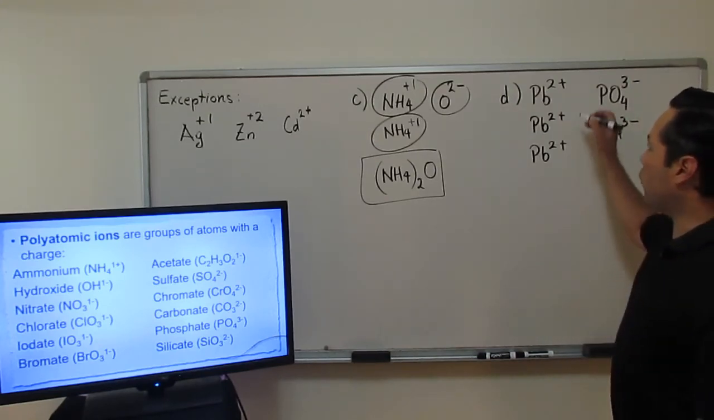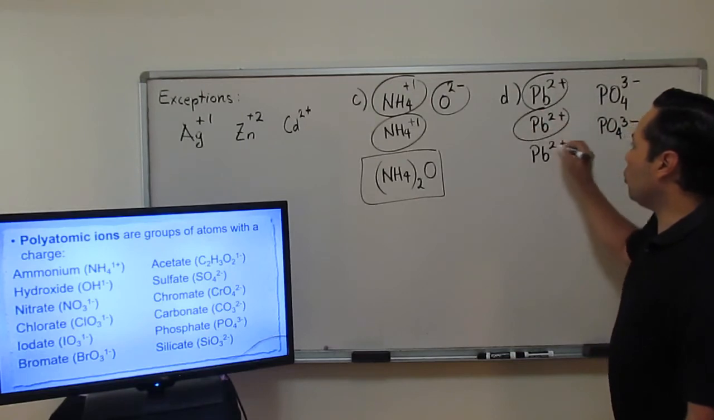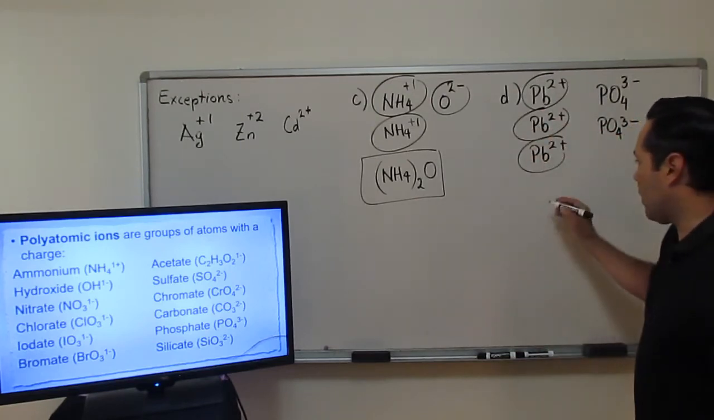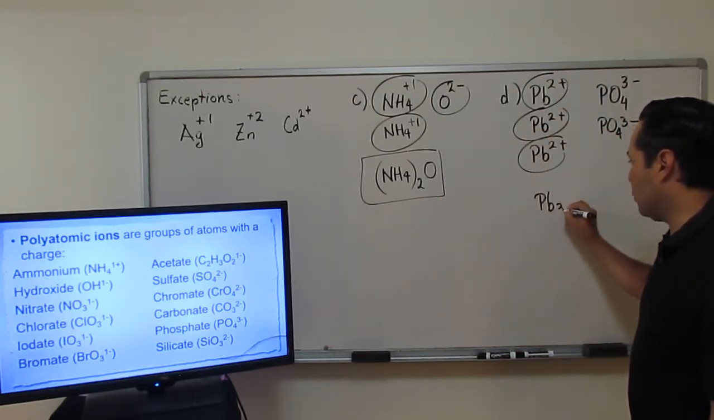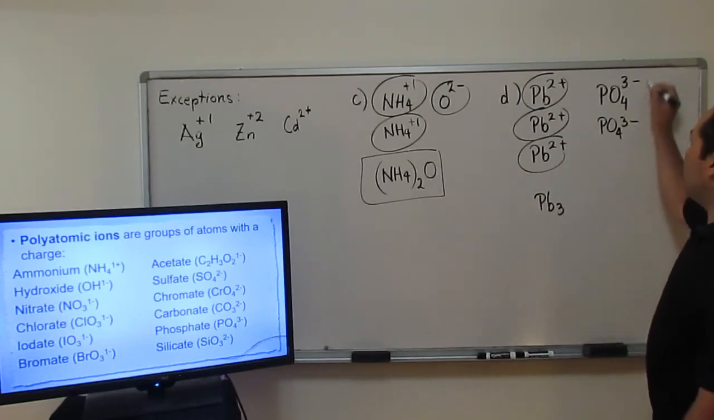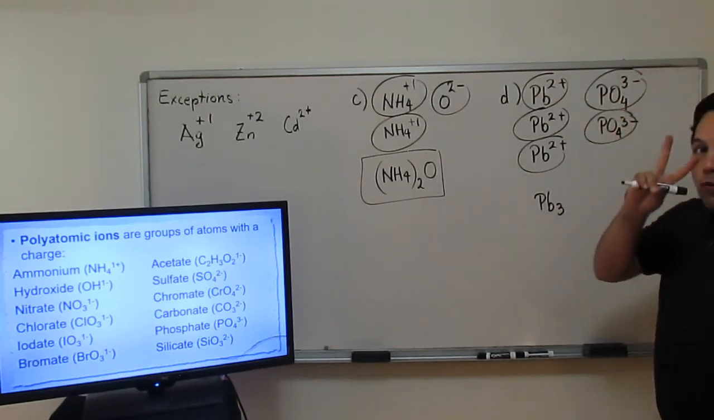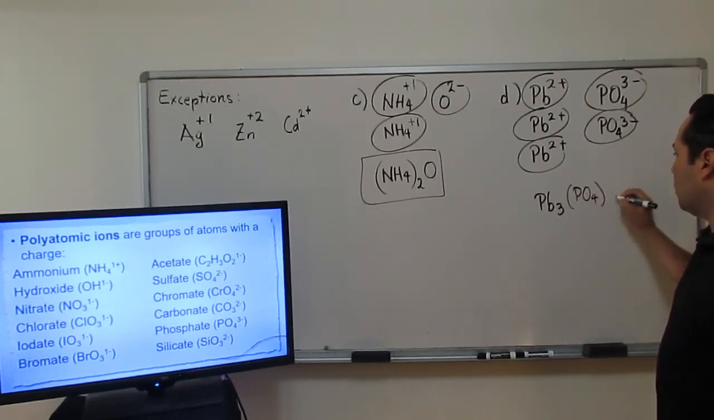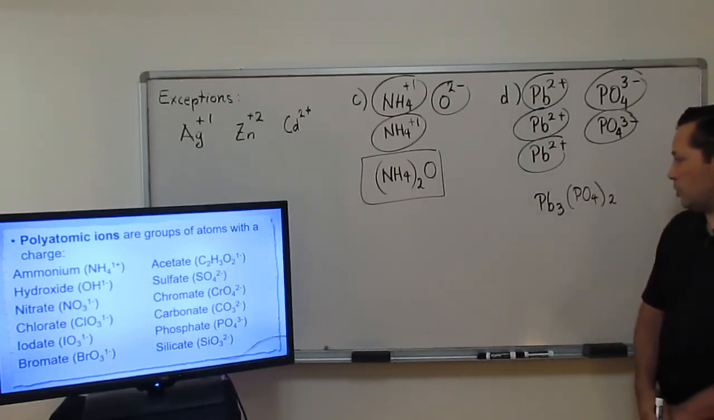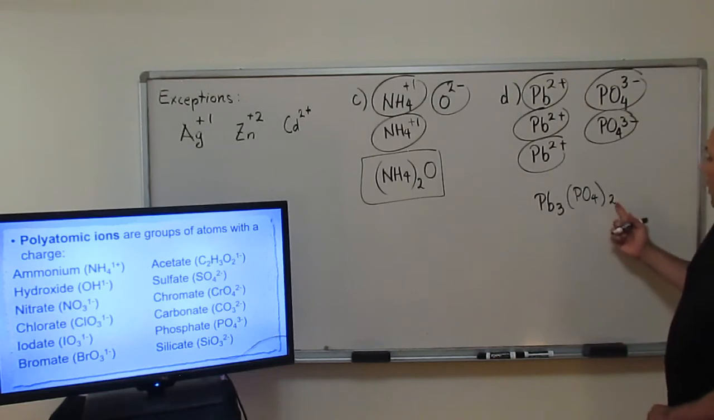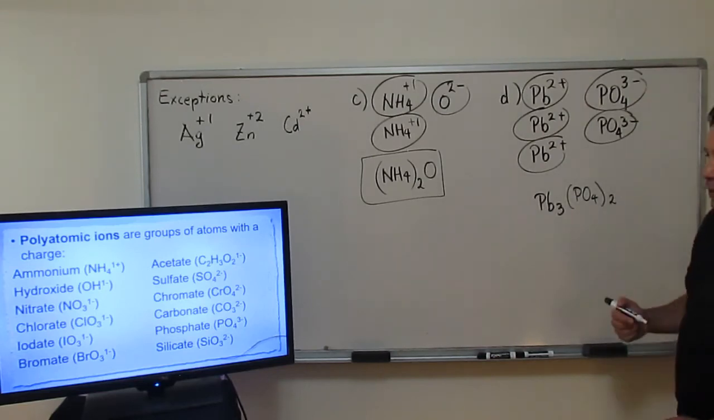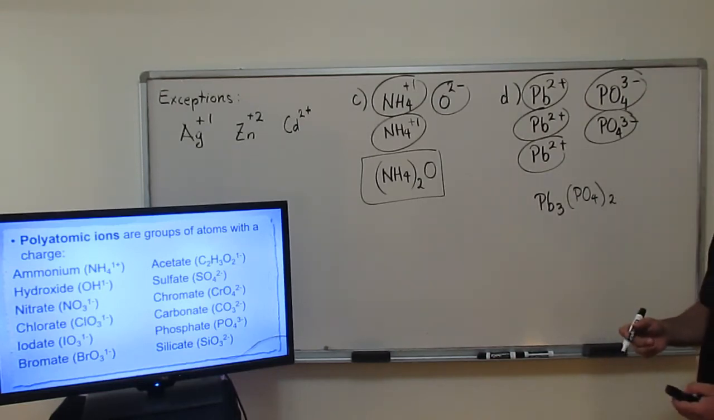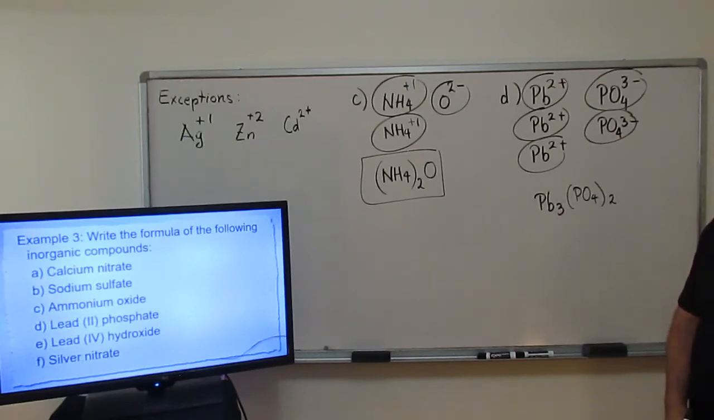So let's write down the formula. There are a total of 3 Pb's, so I'm going to write down Pb with a 3 right here. And there are 2 phosphates, so I'm going to write it down, it's a group, with a 2. Alright, why the 2 outside? Because there's only 2 phosphates. Alright, so that takes care of letter D. Let's move along to letter E.